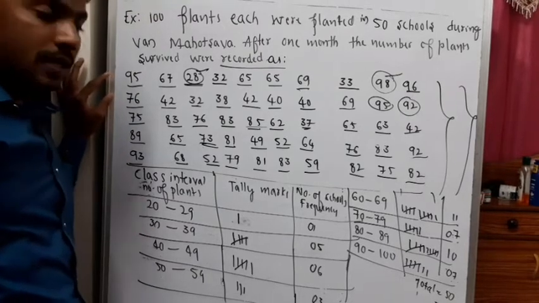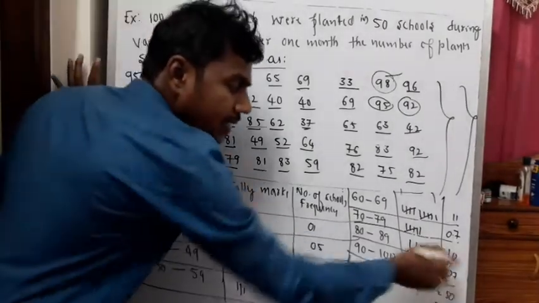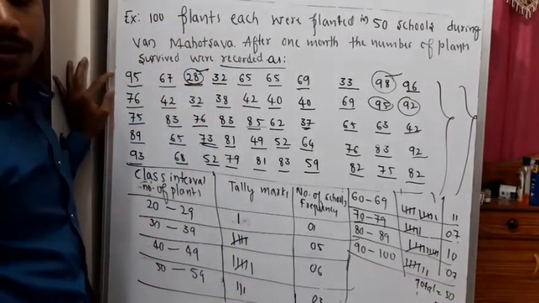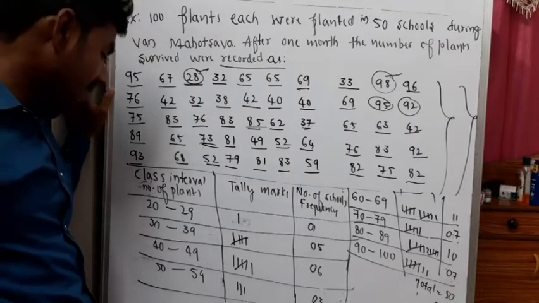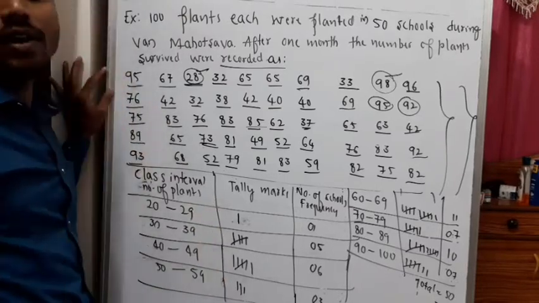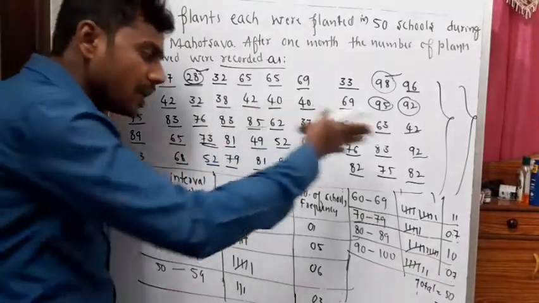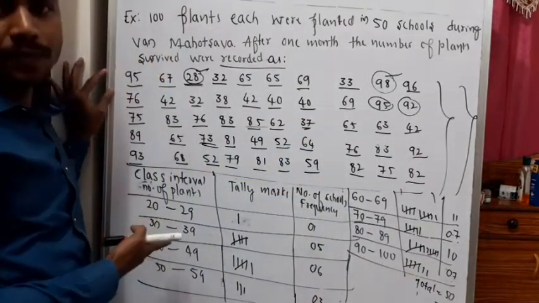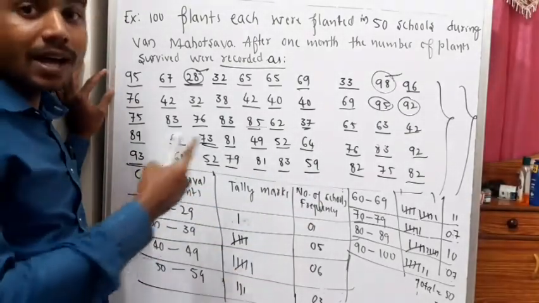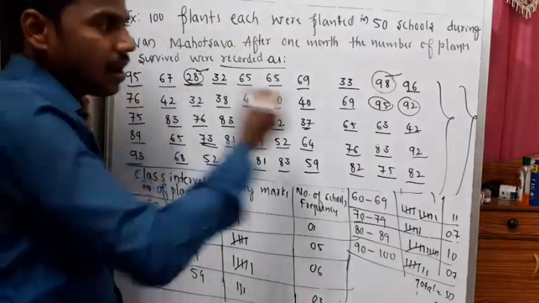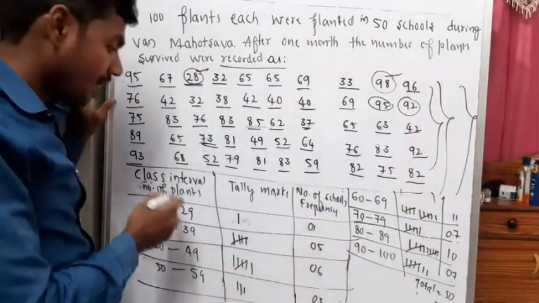In how many schools is the survival rate in between 90 and 100%? See, in 7 schools. In how many schools is the survival rate less than 30%? In one school. So when you organize the data in this way, we can easily fetch the data from the given table. This is the raw data we have arranged in the form of a table using class intervals.